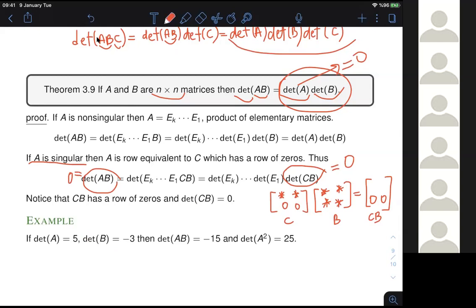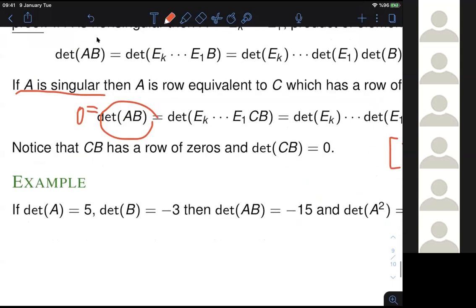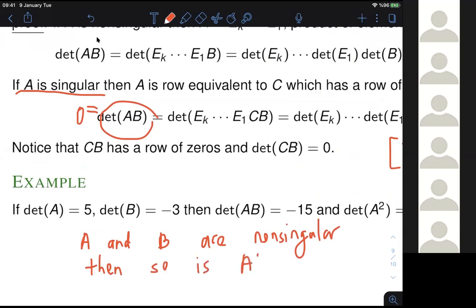So also, what did we see here? If A and B are non-singular, which means if A and B have an inverse, then so is A times B. If determinant of A is non-zero and determinant of B is non-zero, then determinant of A times B is non-zero, which means if A has an inverse and B has an inverse, then AB has an inverse. We have already seen this, right? Because AB inverse is B inverse times A inverse.